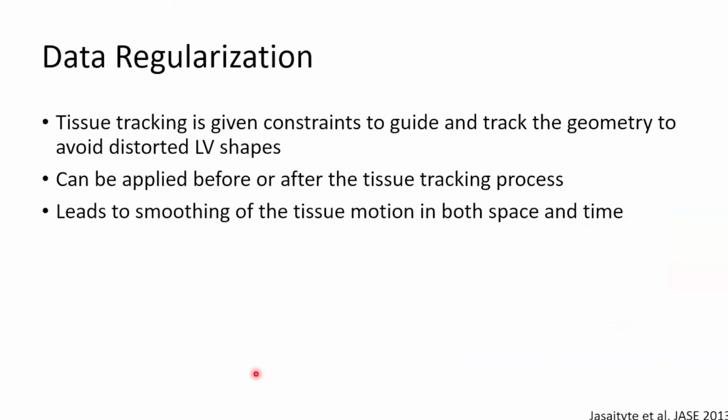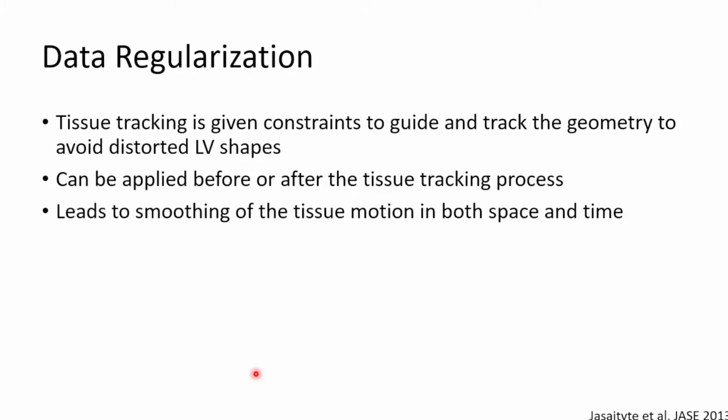One of the major things to talk about that the software applies to the strain analysis suite, or the tissue tracking that it generates, is something called data regularization. This is important because it can generate the variability that we typically see in strain values. Basically, the software tries to manipulate the values it's given to put some constraints on them so that the motion occurs similarly to what is expected LV motion.